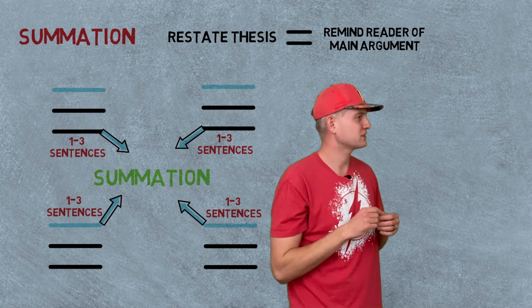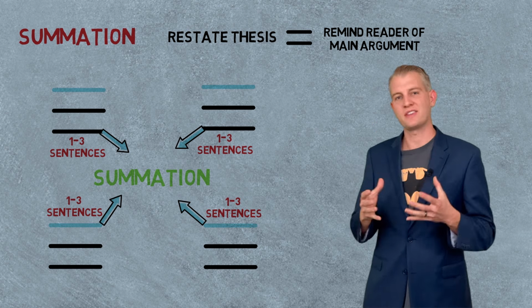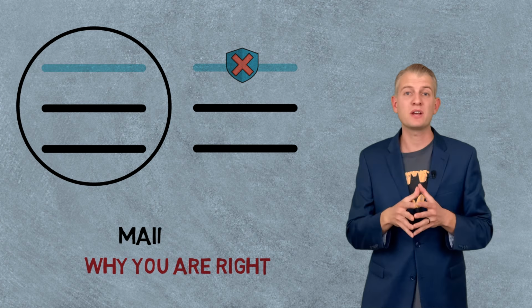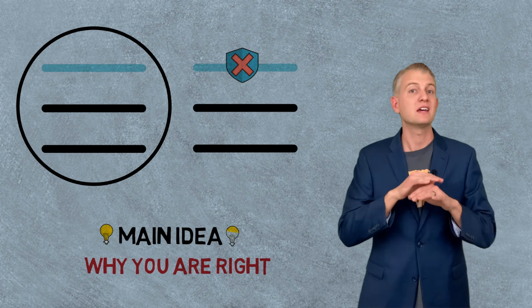Could I just take the topic sentence from each paragraph and use that for my summation? No, it's bigger than that. The goal is to summarize the main idea of the entire paragraph, not just the first sentence. Basically, pull out the major themes and ideas from that paragraph that tell the reader why you're right. I don't know if I need to say this, but I will anyways. You're just summarizing the information in your body paragraphs, not your introduction.